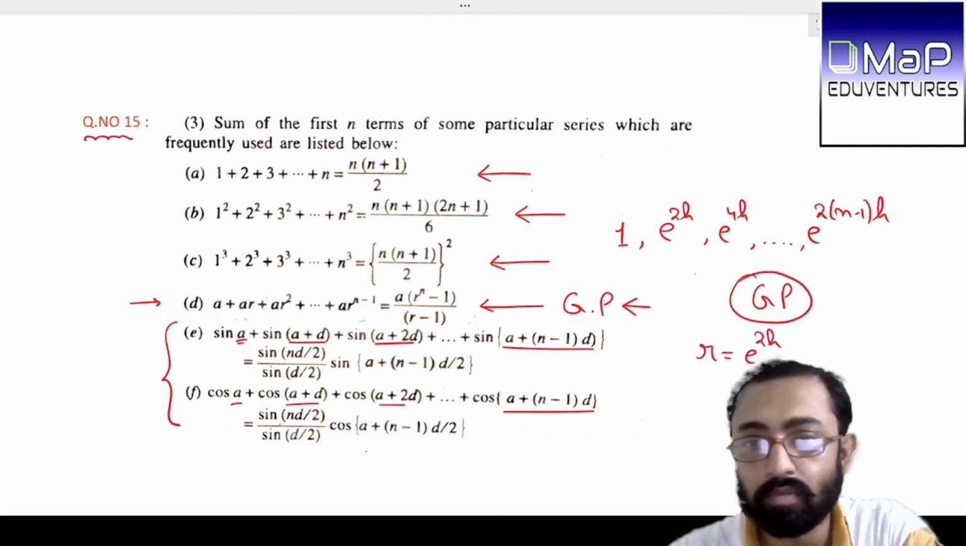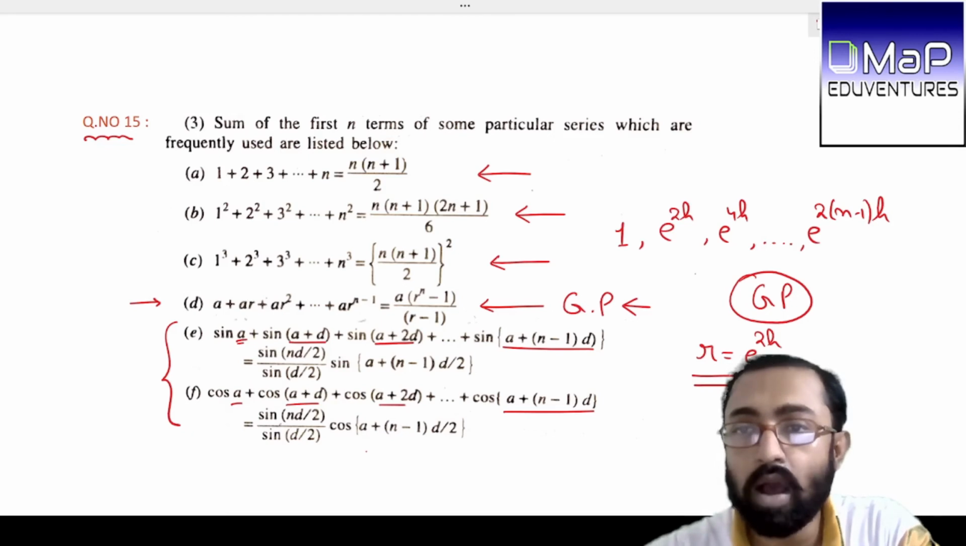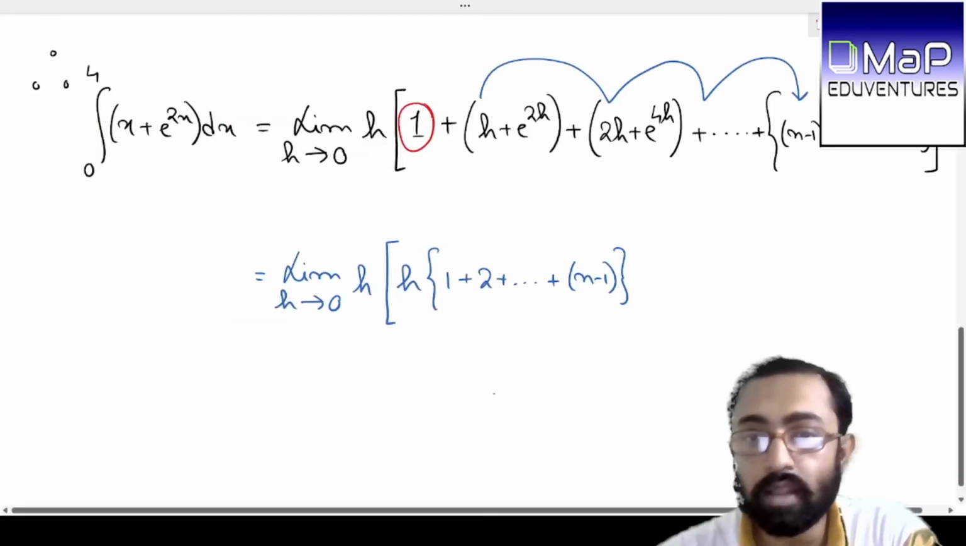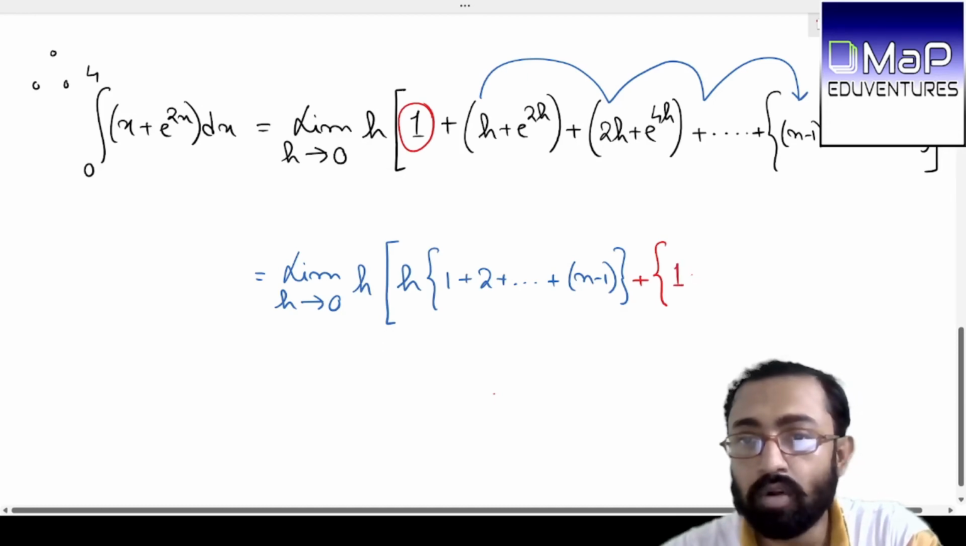Etiao GP hoy thakibo, kono problem nai. And the common ratio will still be e to the power twice h. So let us take that one and give it in the exponential series.